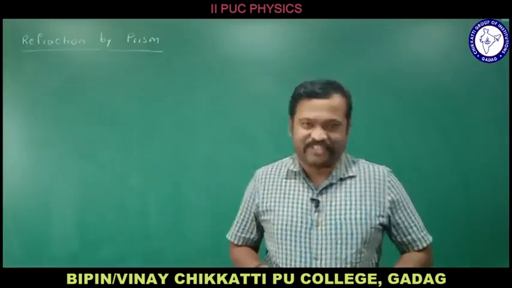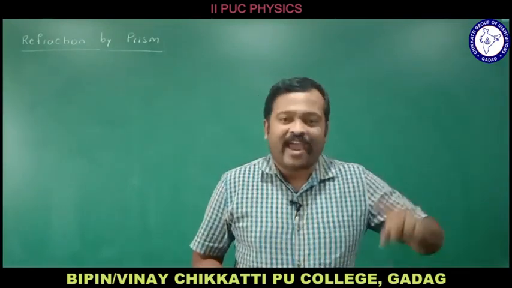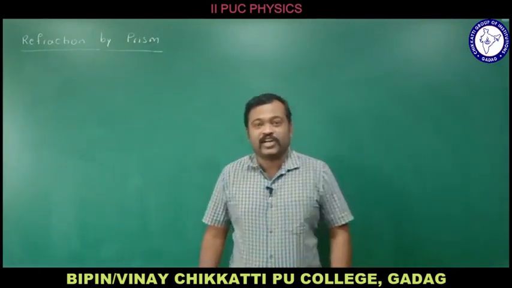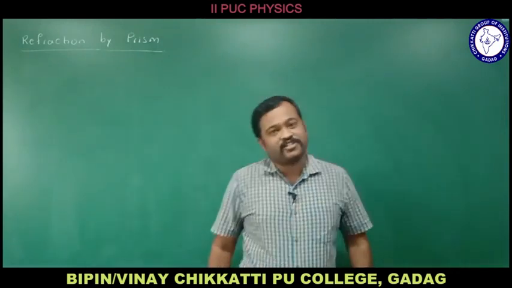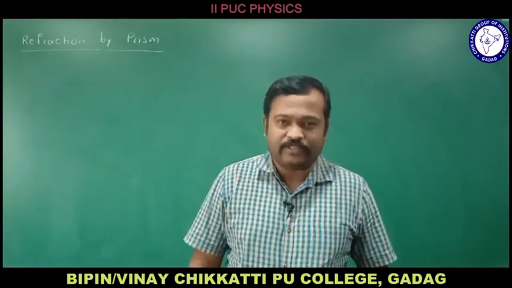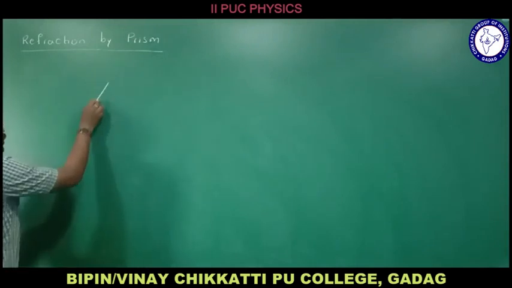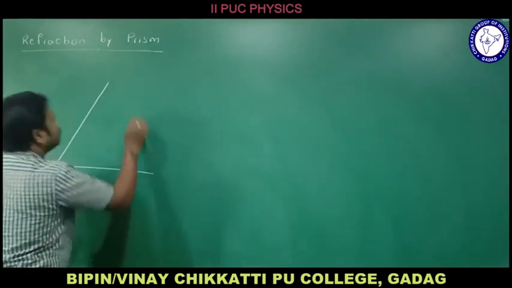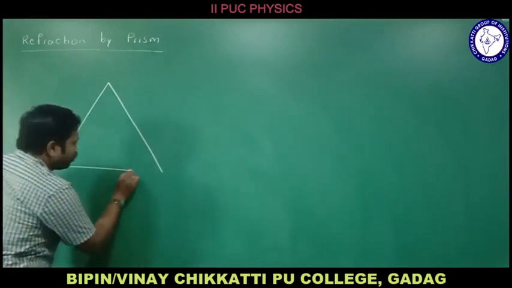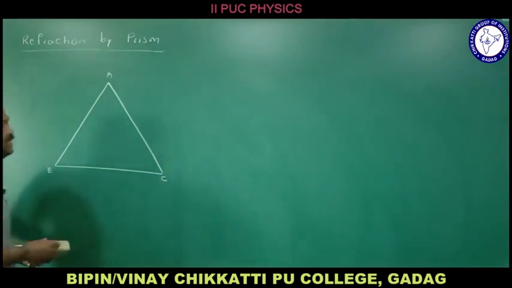Now let us take a derivation of the refractive index of the material of the prism in terms of the angle of prism and the angle of minimum deviation. That is the derivation which I will be deriving now under the side heading refraction by prism. Let us take a prism and check how refraction takes place. Now let me take the principal section of the prism, the cross section of the prism. Let me name it as A, B, and this is C.